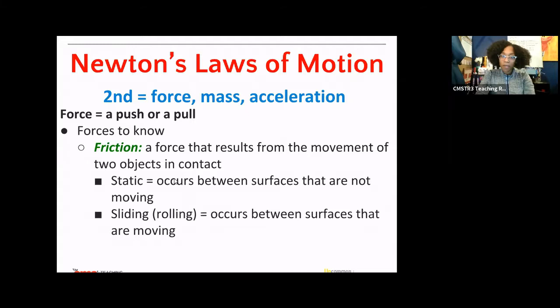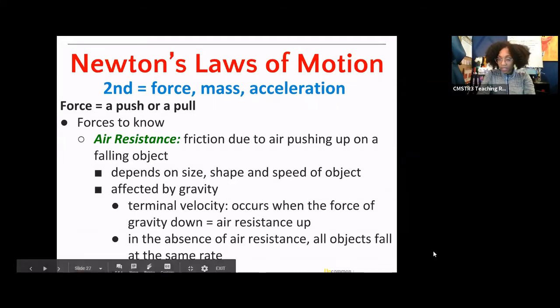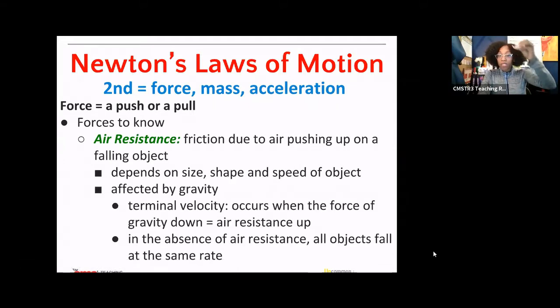Next force to know is air resistance. Air resistance is a type of friction, but it's due to air. So this is an object in the air surrounding it. They have air resistance. Air resistance first directly depends on the size, shape, and speed of an object. The smaller and more aerodynamic you are, the less air resistance. Think a bullet: very small, aerodynamic, little to no air resistance. The bigger you are, the more resistance you have.